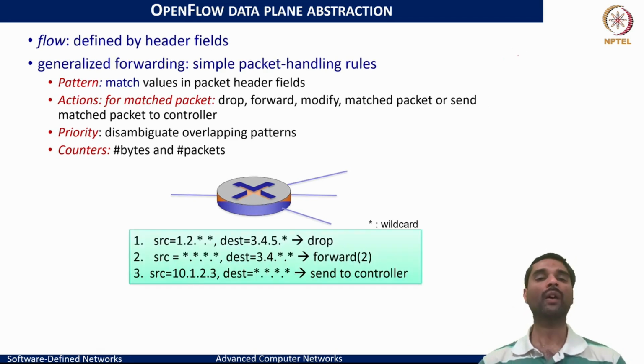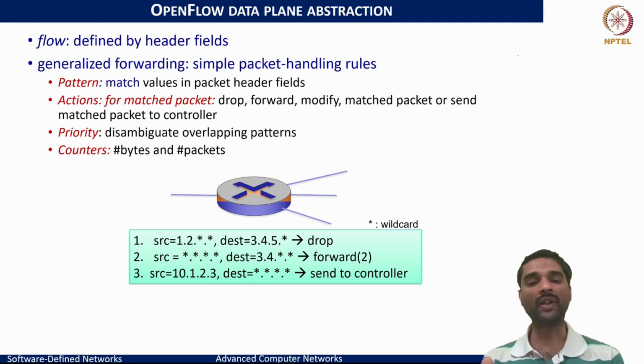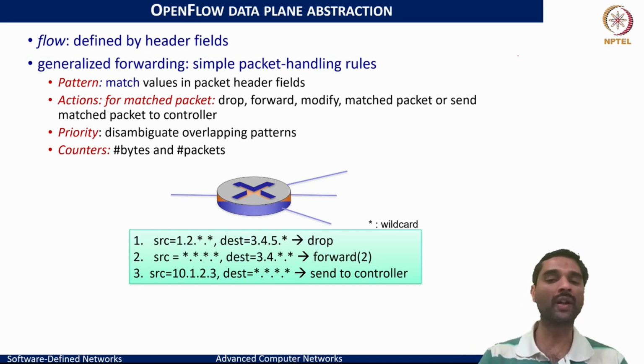In here, we can see we have to say match and action. As a common thing, we can say you match the source IP with 1.2, and I don't care about the remaining two tuples. But if the destination happens to be 3.4.5.whatever the last, I would want to drop the packets. And this star is basically a wildcard that says you can match on any.